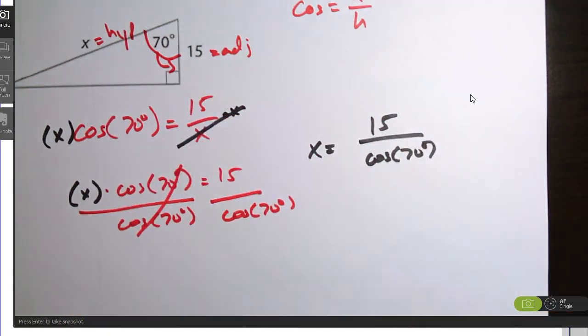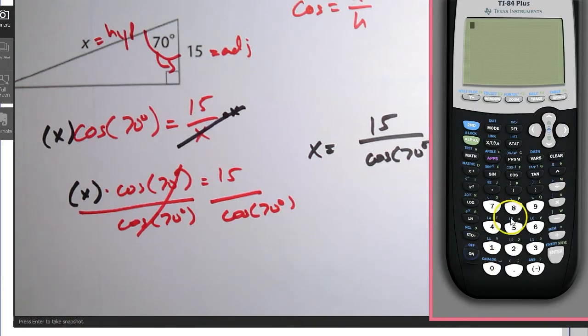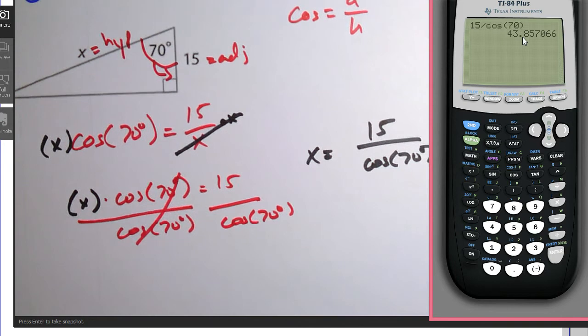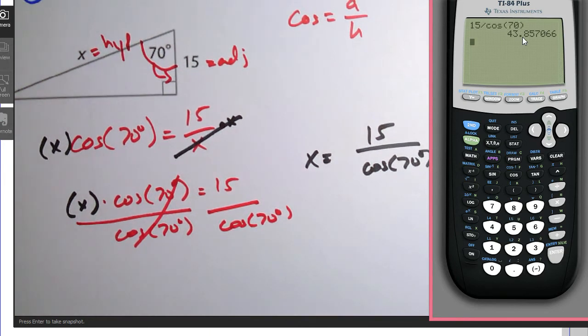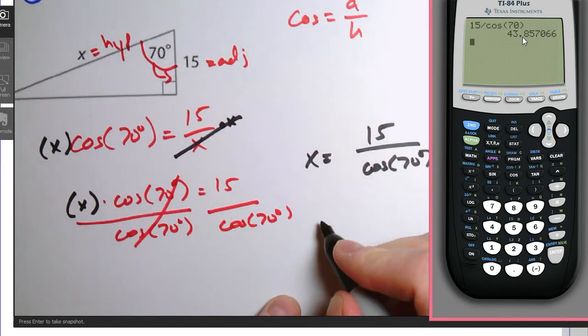Okay. Now, to find what that is as a decimal, I just simply take 15 divided by the cosine of 70, again making sure we're in degree mode. And I get 43.86 if I go to the nearest hundredth.